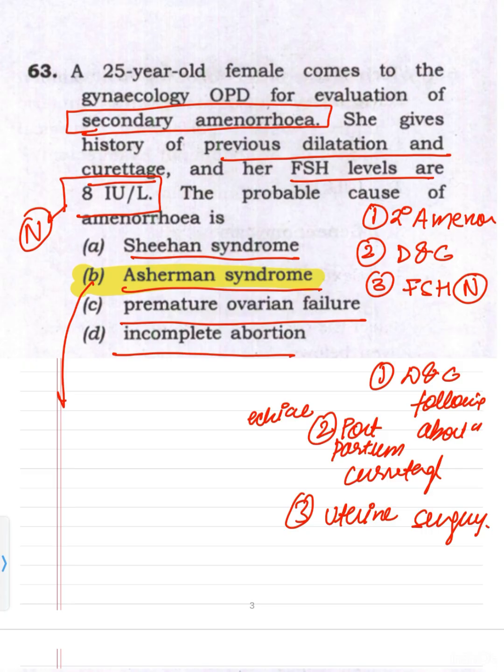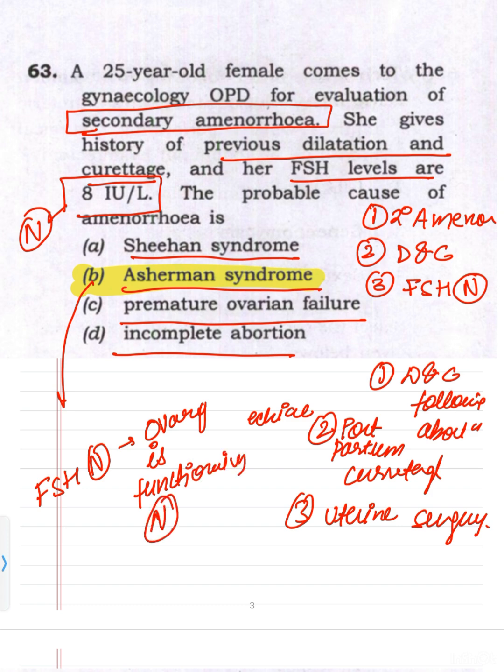What is the significance of saying that the FSH is normal? FSH is normal means ovary is functioning normally. Now, coming to other options.